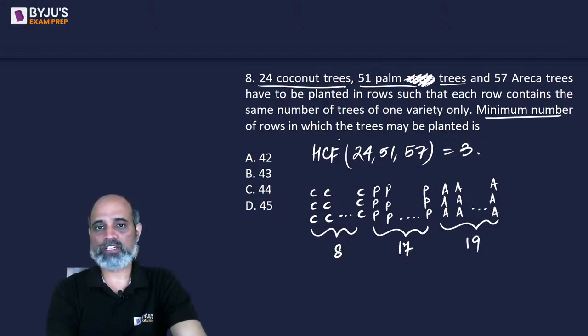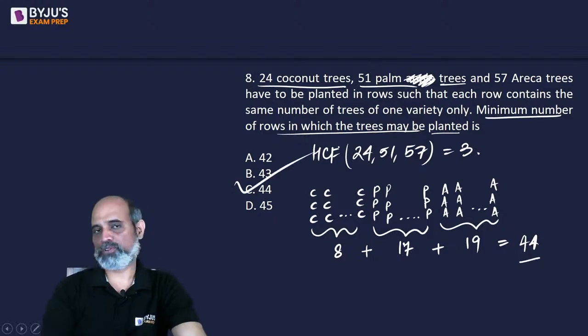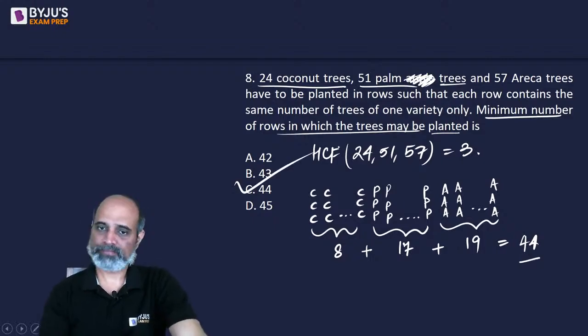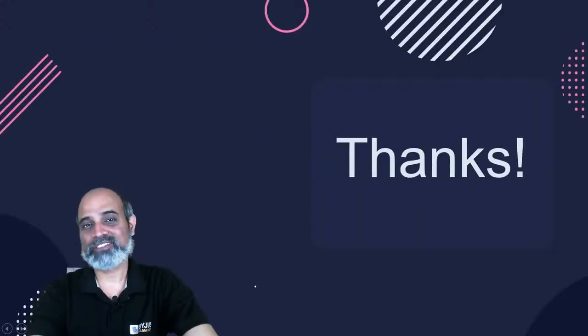So the question asked is the minimum number of rows in which these trees should be planted, which is 8 plus 17 plus 19. 8 plus 17 is 25, 25 plus 20 is 45, minus 1 is 44. So it will be 44. Right? So visually this is happening, with another set of questions. Take care.